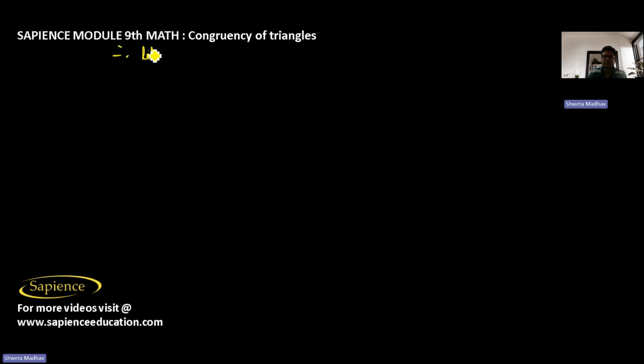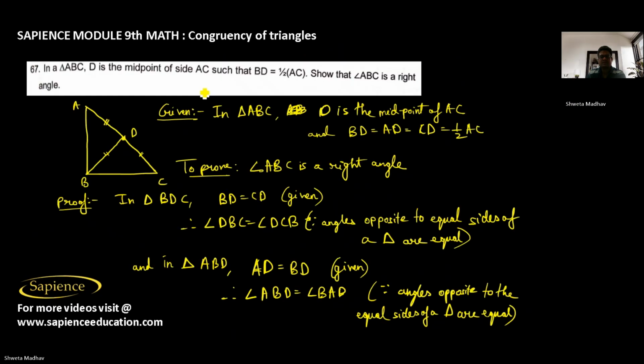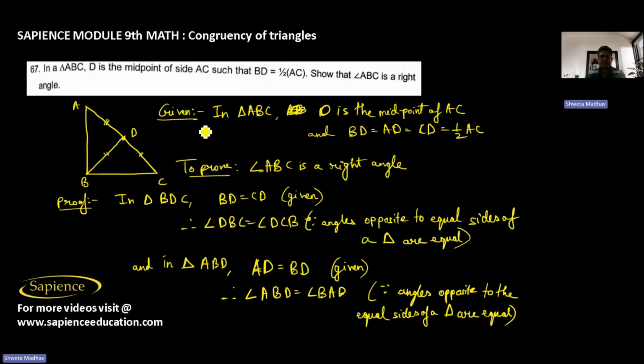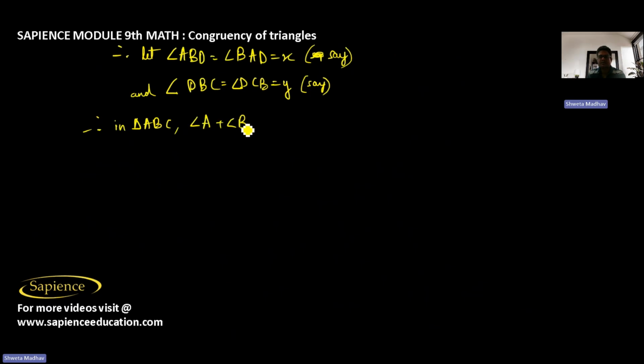So therefore, now let angle ABD be equal to angle BAD is equal to x, suppose, and angle DBC is equal to angle DCB is equal to y, suppose. So now therefore in triangle ABC, I can say that angle A plus angle B plus angle C is equal to 180 degree, by the angle sum property of a triangle.